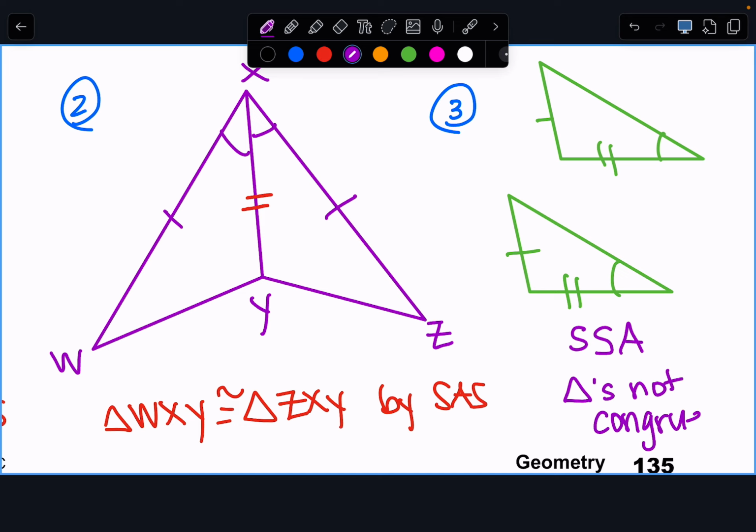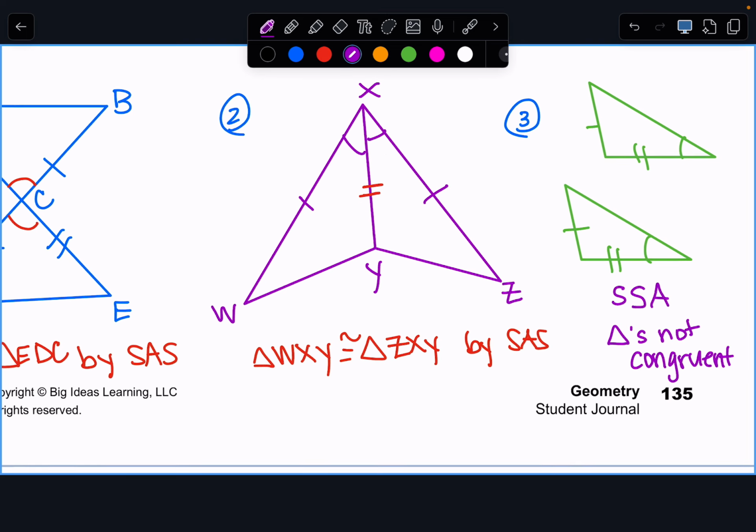This is not enough info for us to be able to say, oh yeah, hey, those are congruent.